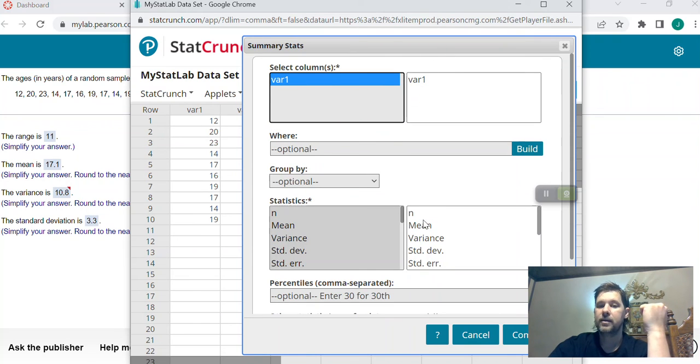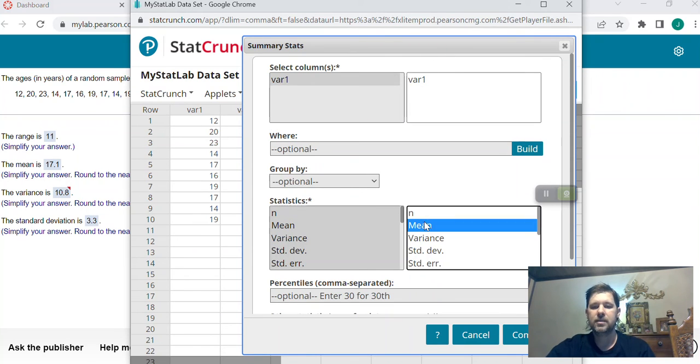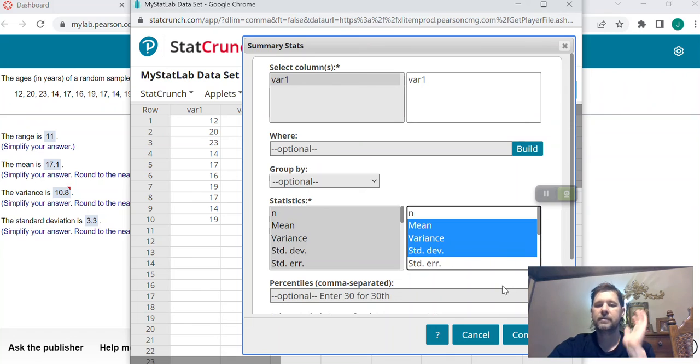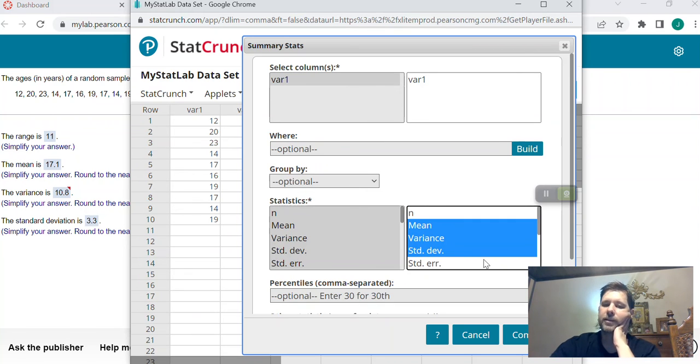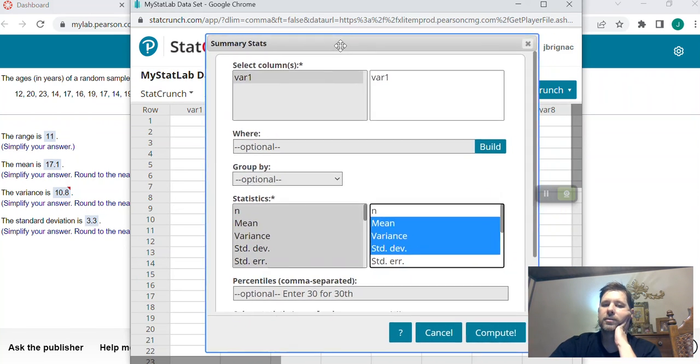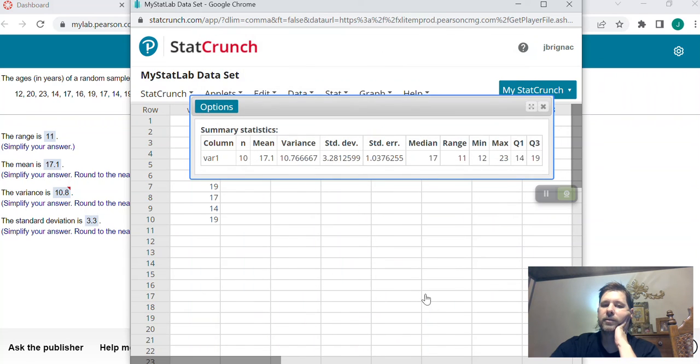All right, and let's see, I want the mean, variance, standard deviation. How about that? We could calculate other things too. Oh, it also said the range in that question. We could do the range. All right. So I got it the way I want, and I do compute.